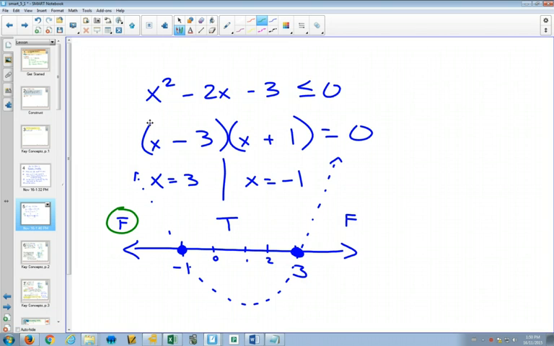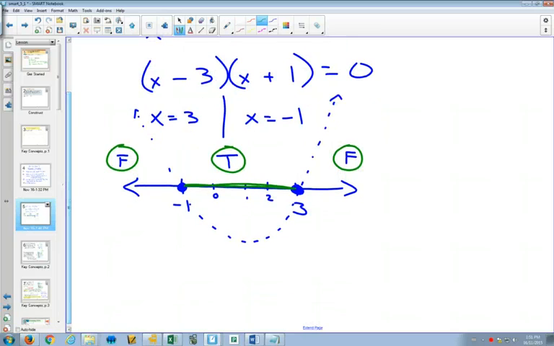What's a point between negative 1 and 3? Probably the easiest one to use would be 0. Plug in 0 and you get negative 3. Is negative 3 less than or equal to 0? True. So you know that this entire section will be true. What about something larger than 3, like 4 or 5? It doesn't matter what value you choose. If we choose 5, 25 minus 10 minus 3 is 12. That is not less than or equal to 0, so we know that it's false. And so our only solution is here between negative 1 and 3.